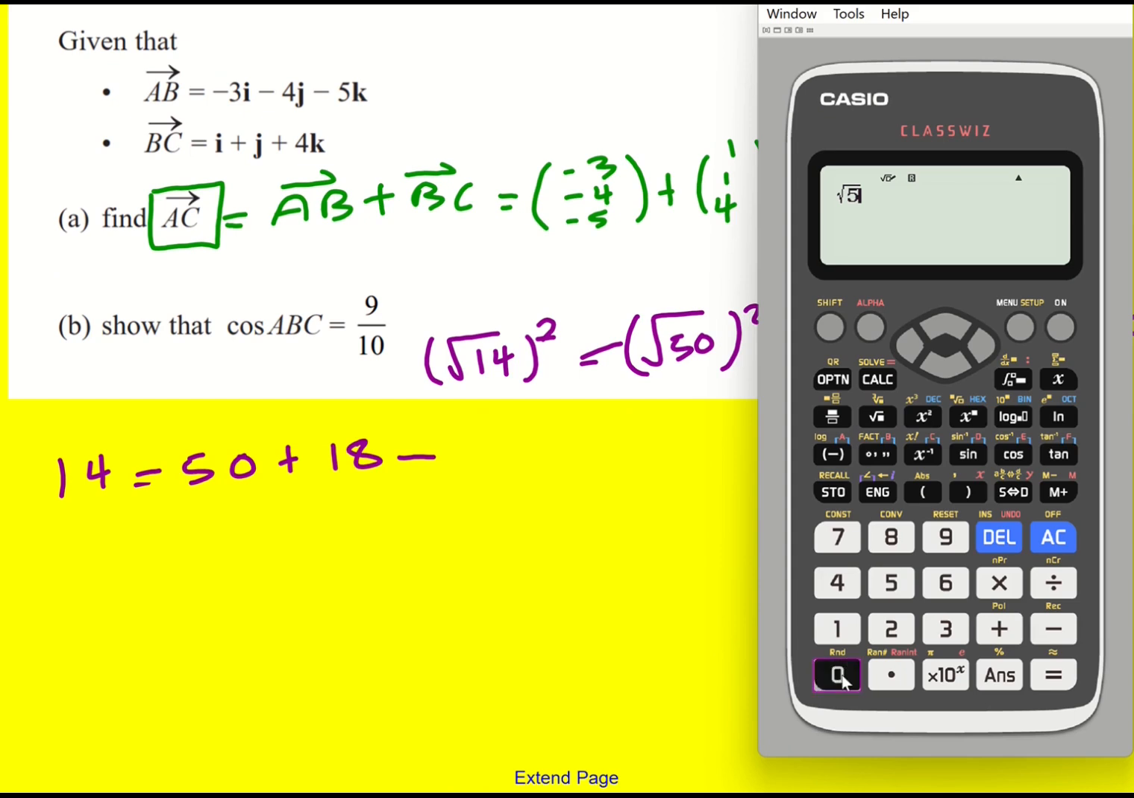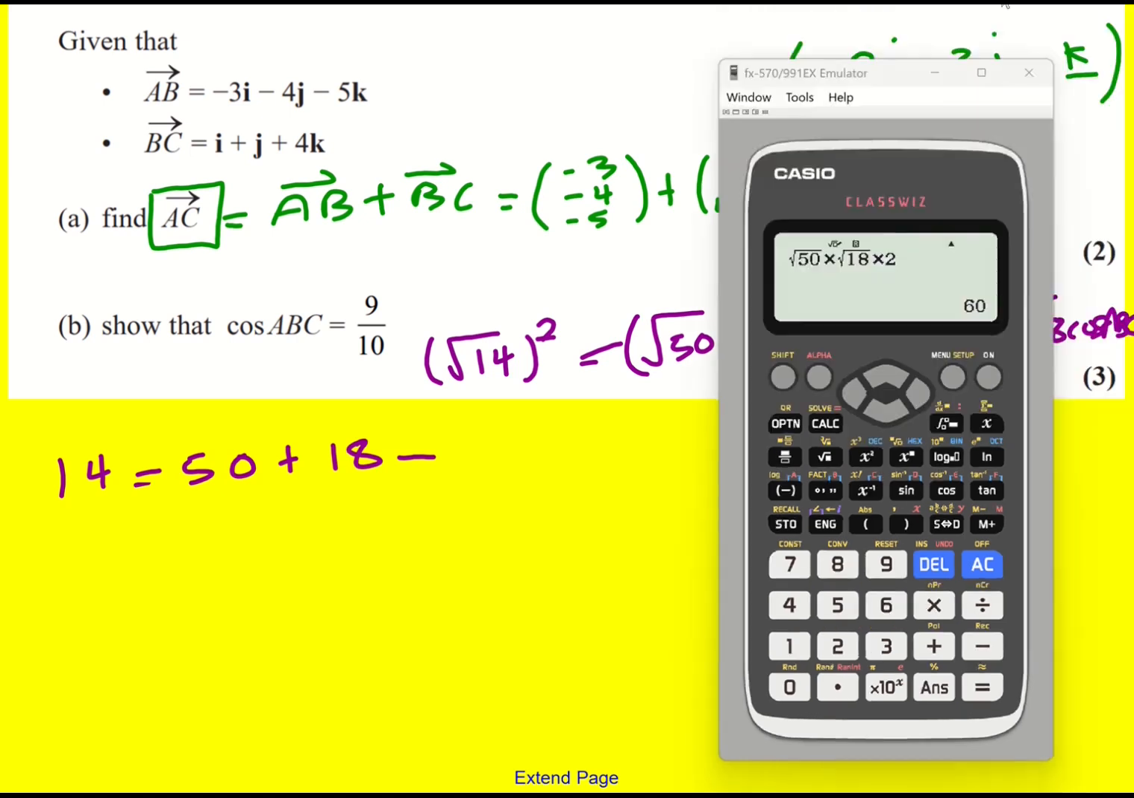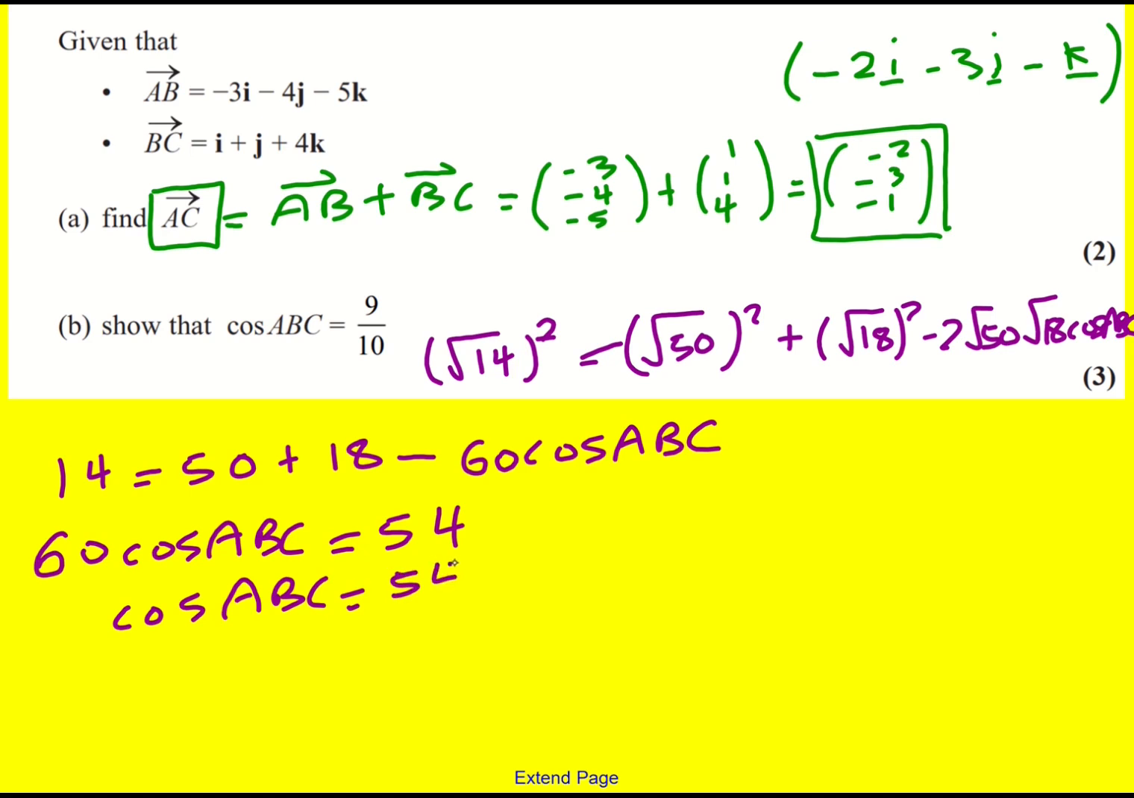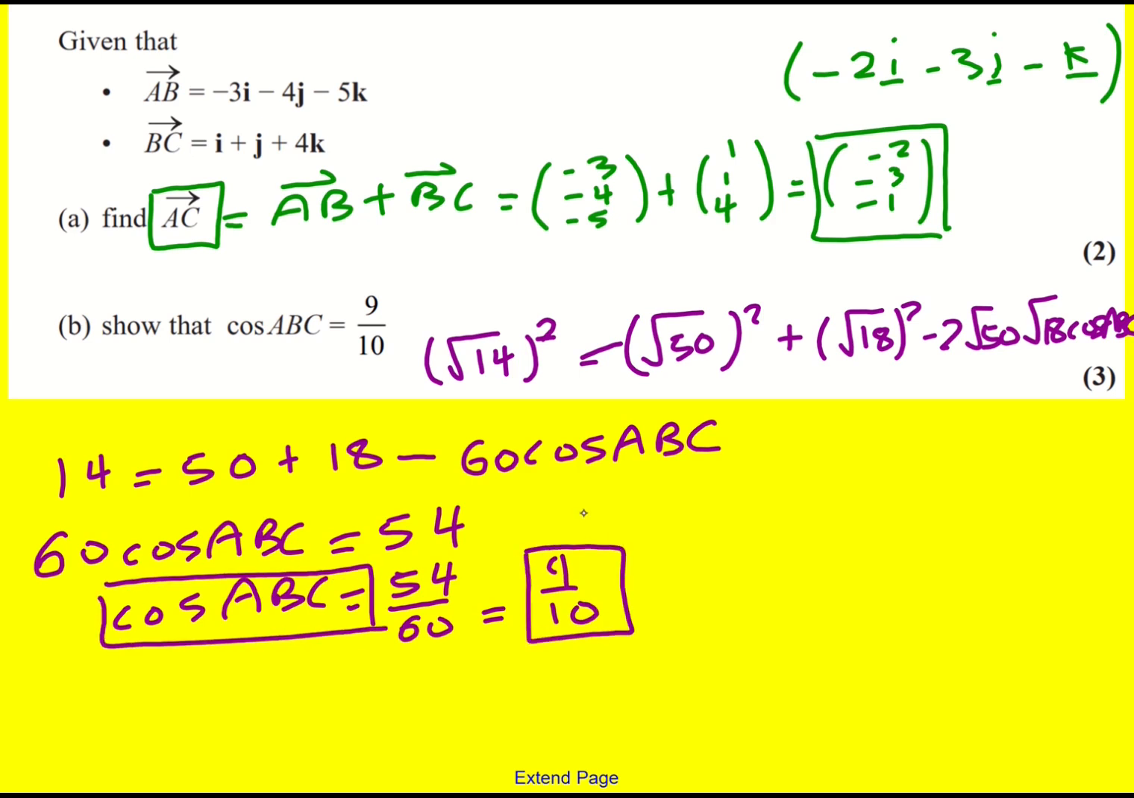Okay, I'll bring my calculator out for that one. Root 50 times root 18 times 2 gives me 60. That means 60 cos ABC. Add it onto both sides, and I've got 68 minus 14. That's going to equal 54. Cos ABC is 54 over 60, which simplifies to 9/10 as required. Brilliant.